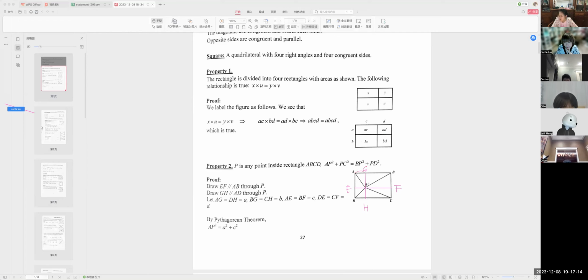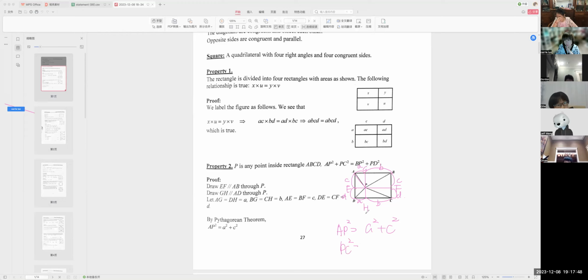So we have AG equals DH, then we name it A, okay? And BG equals CH, and we name it B. And AE equals BF equals C. And DE equals CF equals D. Okay, so if you take a look at this one, we know AP squared is actually equal to A squared plus C squared, right?